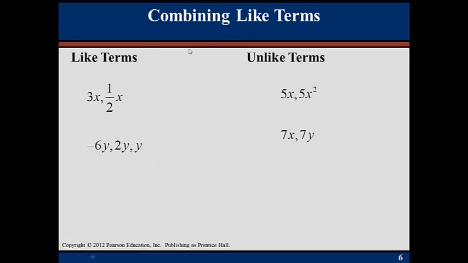Like terms are terms that have the same variable. So for example, 3x and 1/2 x. Both of these terms have an x, therefore they are like terms. The next example is negative 6y, 2y, and y. Again, all three terms have a y, therefore these are like terms.